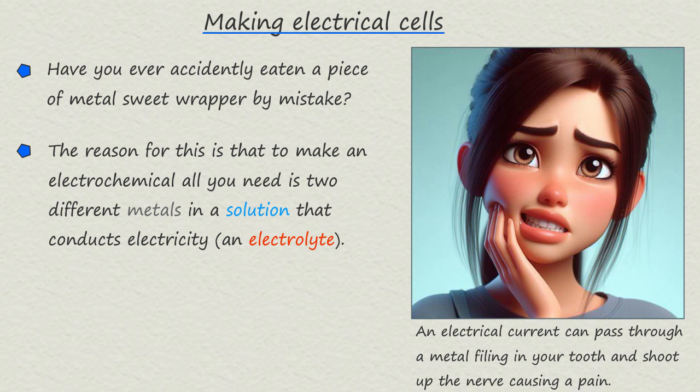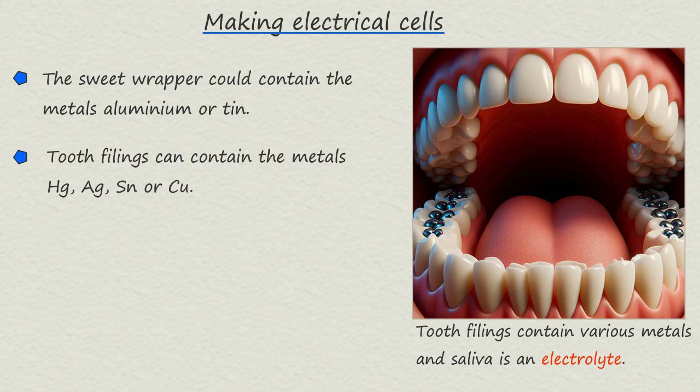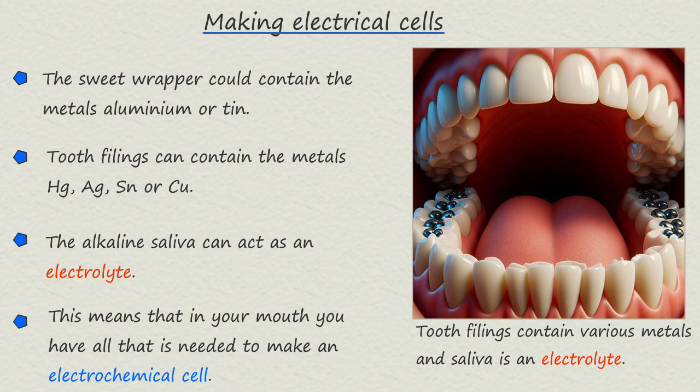The reason for this is that to make an electrochemical cell, all you need is 2 different metals in a solution that conducts electricity, that is, an electrolyte. In your mouth, you could have the metals aluminium or tin in the sweet wrapper, and there are the metals mercury, silver, tin and copper in any tooth fillings, while the alkaline saliva can act as an electrolyte. This means that in your mouth you have all the requirements to make an electrical cell, and the electrical current produced will shoot up the metal fillings in your tooth through the nerve and give you a feeling of a sharp pain.